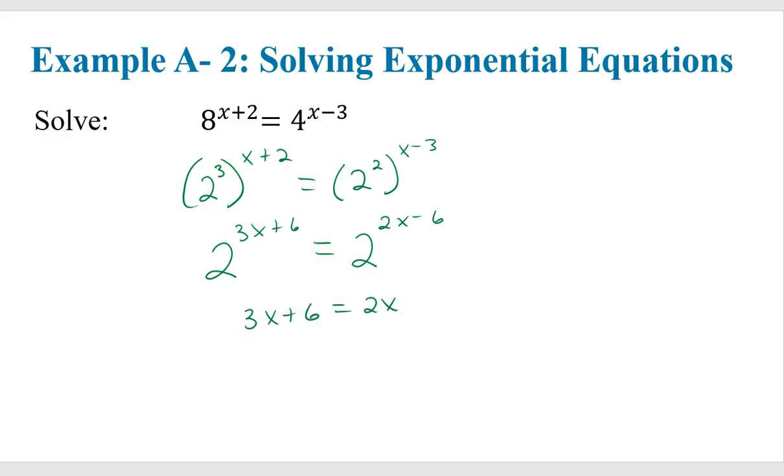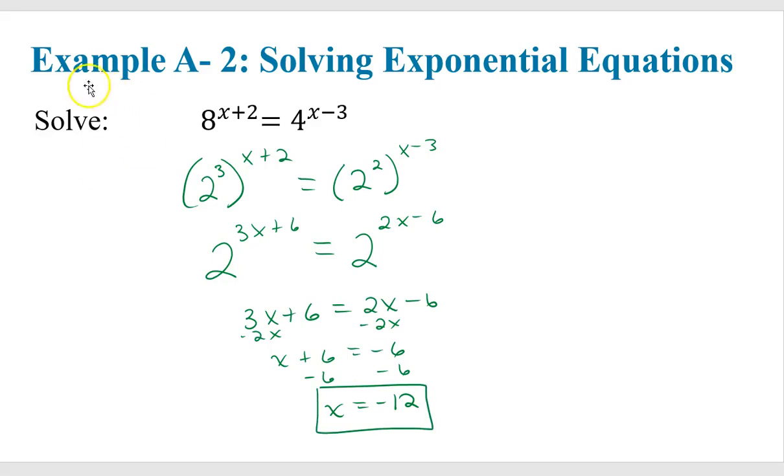So 3x plus 6 is equal to 2x minus 6. And then you can solve that linear equation. So I will get all the x's on one side by subtracting 2x from both sides. And then I will subtract 6 from both sides to isolate the x. So I get an x value of negative 12. Again, as always, make sure you plug this back in and check. I have done that already, and it does check out, so that is my answer.